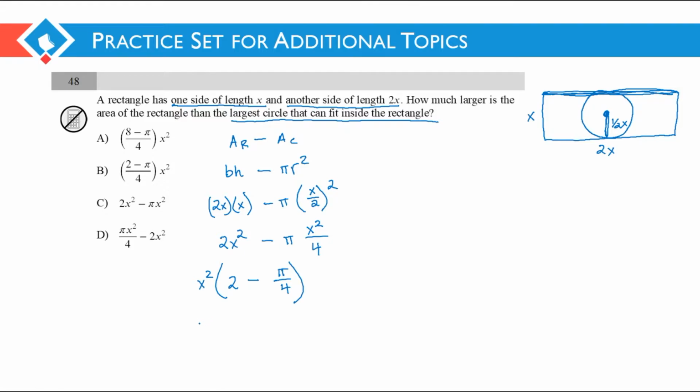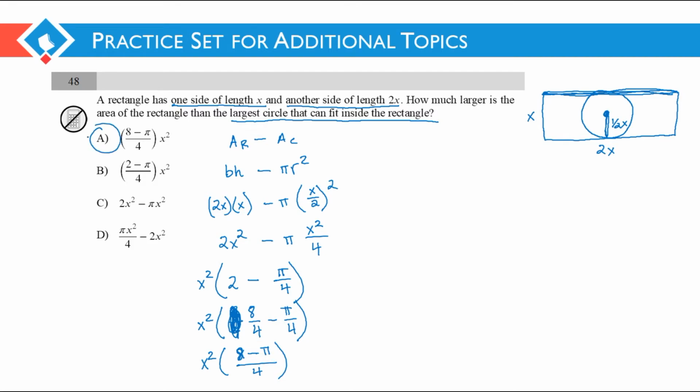I can do that very simply by leaving the x squared as is, and on the inside I'll just do a subtraction. So 2 is going to be equal to 8 over 4. You know what, I'm going to rewrite that. 8 over 4 minus pi over 4, just like that. And now I can simplify it. So I'll get x squared, and on top I'll get 8 minus pi over 4. And this actually looks exactly like one of our answer choices.